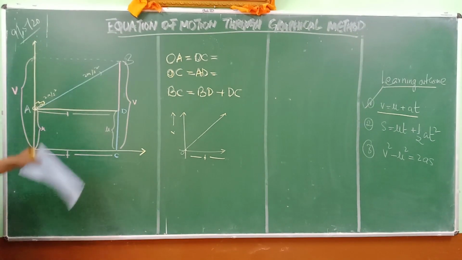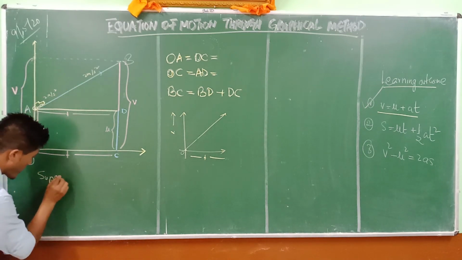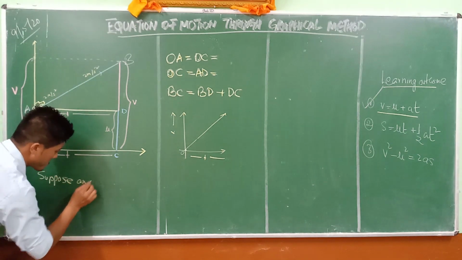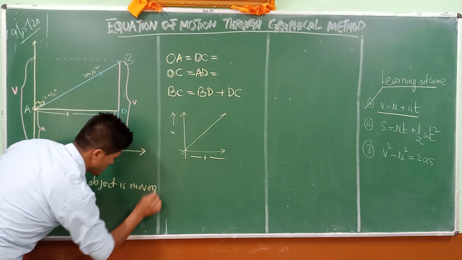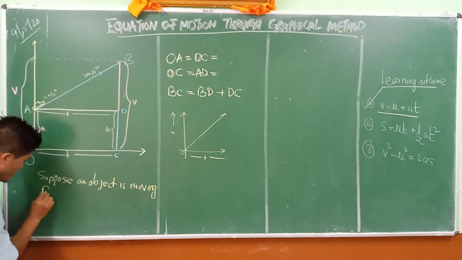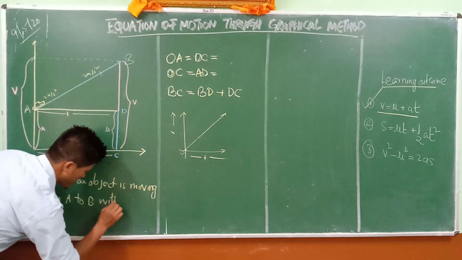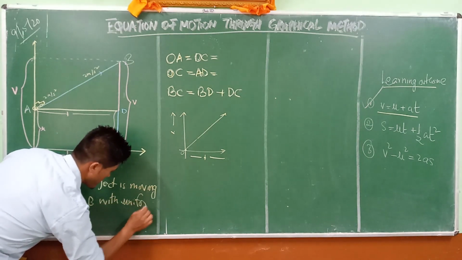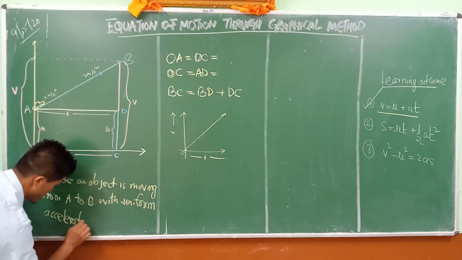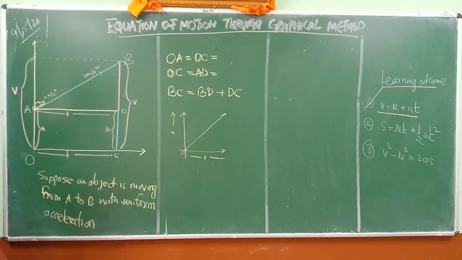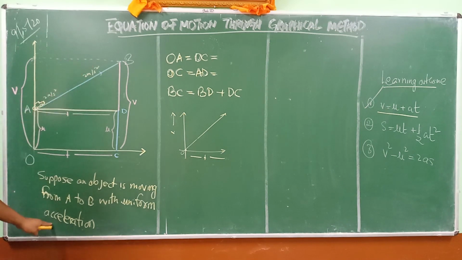So now we have to understand this. So now what we are going to write here: suppose an object is moving from A to B with a uniform acceleration. Now this we have to understand. Suppose an object is moving from A to B with a uniform acceleration.